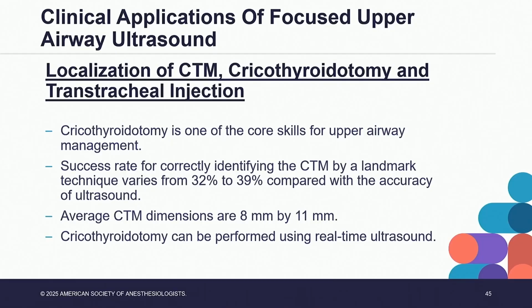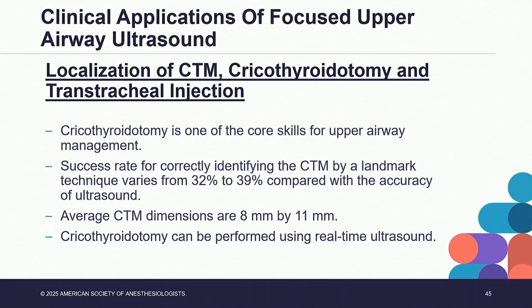How about the cricothyroidotomy? We can use ultrasound either for the recurrent laryngeal nerve block or for cricothyroidotomy. Cricothyroidotomy is one of the core skills of upper airway management. The success rate of correctly identifying the CTM by the landmark technique varies from 32 to 39%. The average CTM dimensions are 8 millimeters by 11 millimeters.